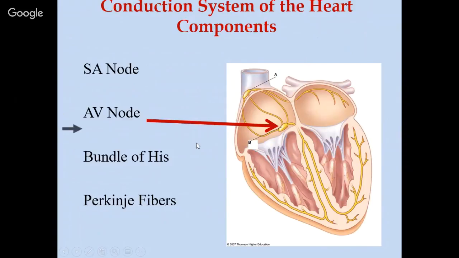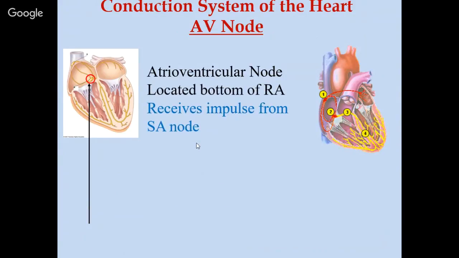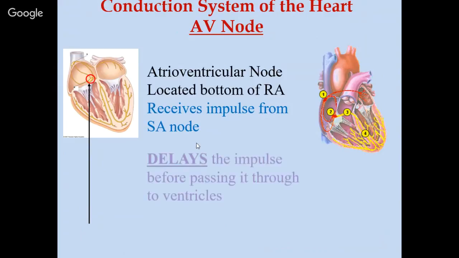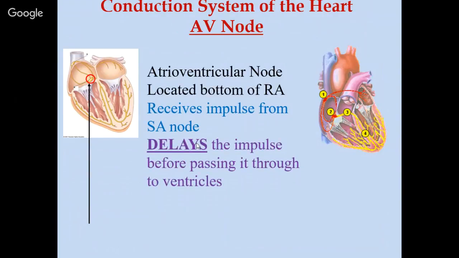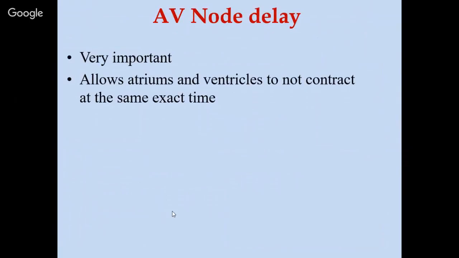The AV node, the atrioventricular node, is right there between the two chambers, at the bottom of the RA. It receives impulses from the SA node and delays the impulse before passing it to the ventricles. So the timing of the SA node to the AV node is faster than the timing leaving the AV node. Very important. It allows atria and ventricles to not contract at the same time. Otherwise, they wouldn't be doing anything.